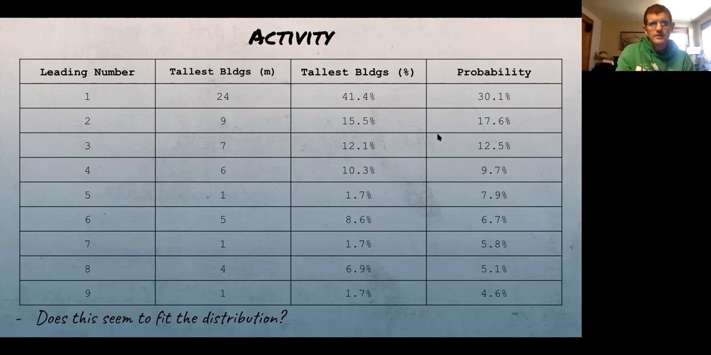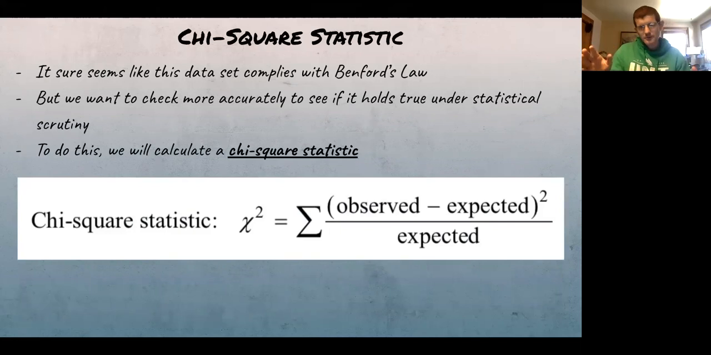The starting point is that we are looking at a chi-square statistic. It kind of seems like it complies with Benford's law. Maybe it doesn't, so we're going to check this more accurately to see if this holds true under statistical scrutiny. We're going to calculate a chi-square statistic, and this is actually straight from the AP formula sheet. It's the sum of the observed count minus the expected count, squared, divided by the expected.